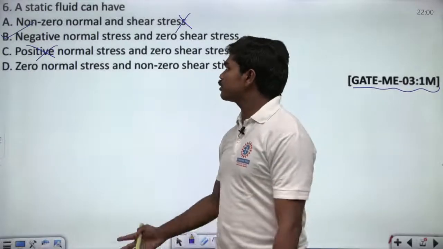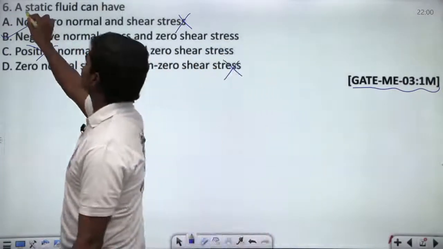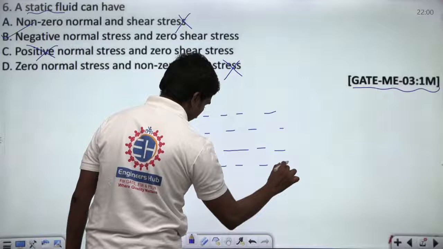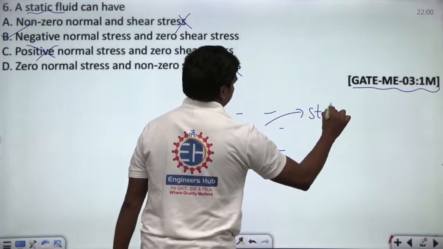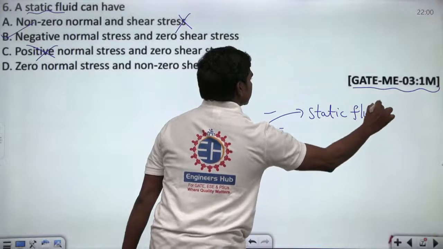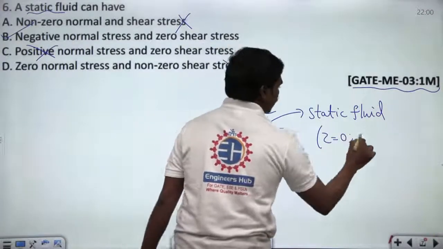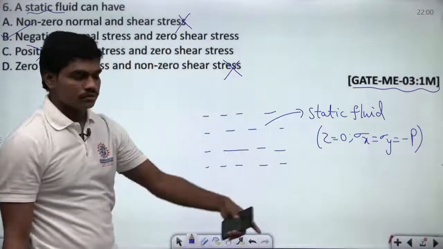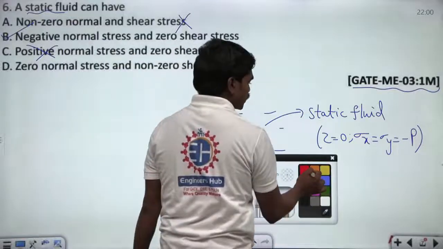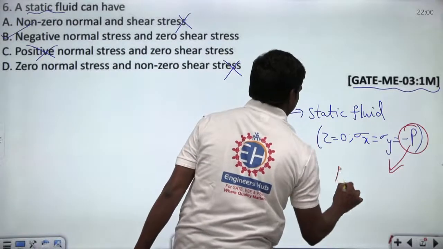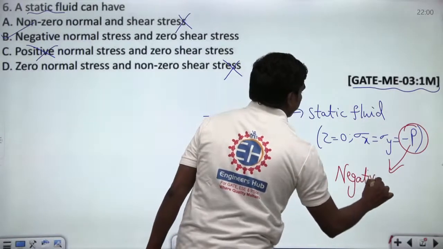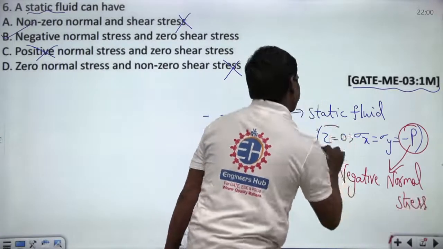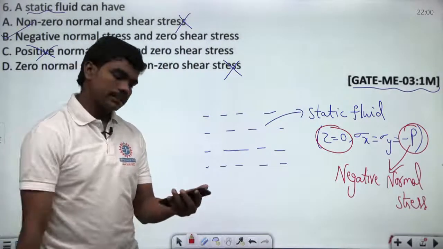So B is the correct answer. Negative normal stress and zero shear stress because it's a static fluid. And in a static fluid, I told you clearly, if you take any point, if this fluid is static fluid, then tau is equal to 0 and definitely sigma x is equal to sigma y is equal to minus p. Correct? This is what I have given you. You remember this equation? So definitely it can suffer some negative normal stress, and of course this is 0 as usual. Fine? Yes, option B is correct.